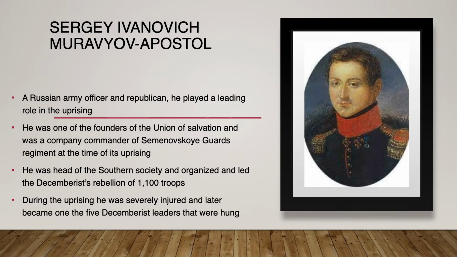He was part of the plan of the uprising by the military during 1823 to 1825, eventually advocating for the assassination of the Tsar. After that, he was appointed director of the Southern Society. He organized and led the Decemberist rebellion, consisting of over 1,100 officers and the troops of the Chernigov Regiment. During the uprising, he was severely injured and later became one of the 5 Decemberist leaders that were hanged.